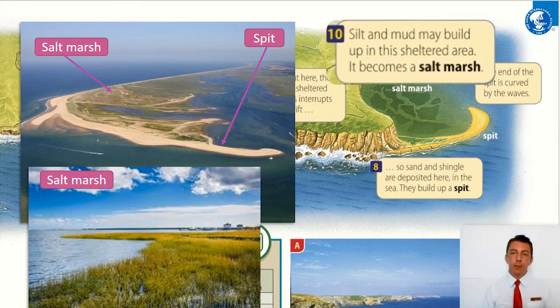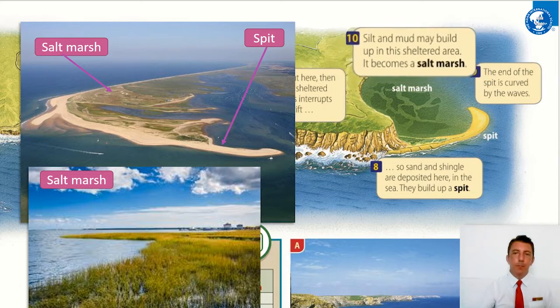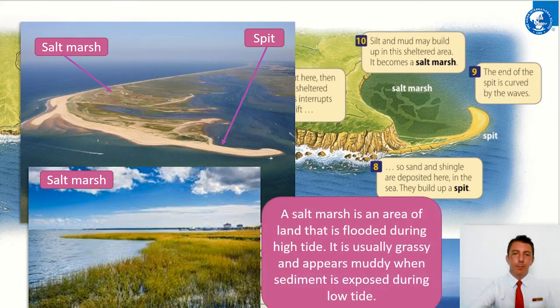And behind the spit, it's sheltered. So we have more deposition here. And this will build up and create a salt marsh. A salt marsh is an area of land that's flooded during a high tide. It's kind of swampy land. It's usually grassy, and it will appear muddy when the sediment is exposed during low tide.